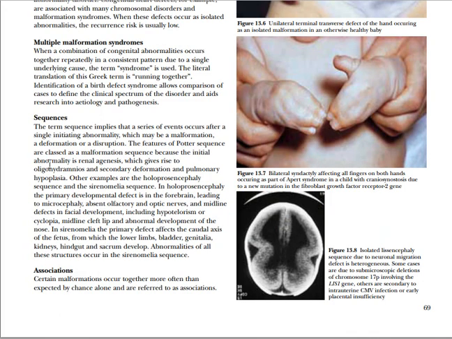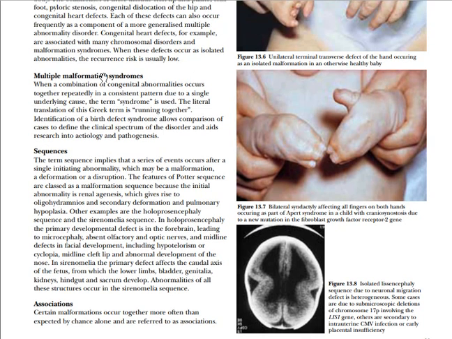So what's a sequence? A sequence is a term implying a series of events occurring after a single initiating abnormality, which may be a malformation, deformation or disruption. So sequence just means a sequence of events occurring because of one abnormality. Is it clear? One event, then a sequence of events after a single initiating abnormality. For example, you have a Potter sequence. A Potter sequence is a very good example.